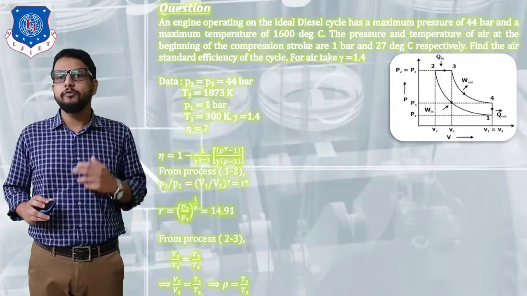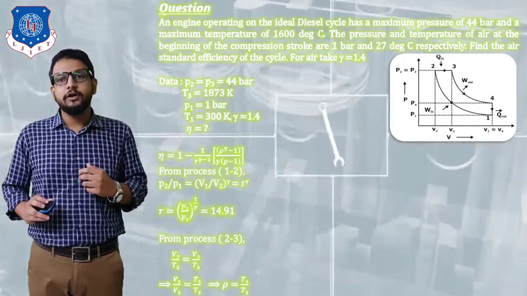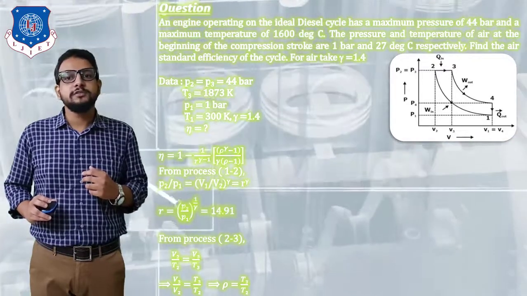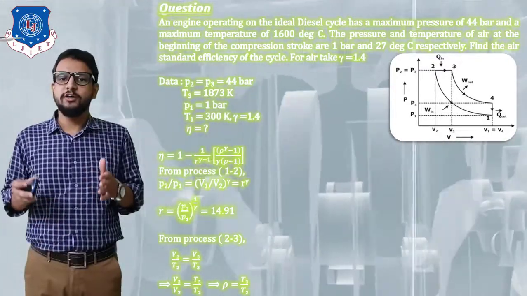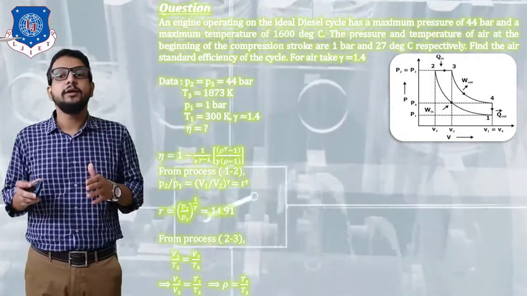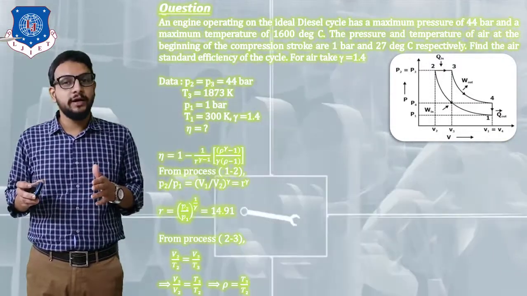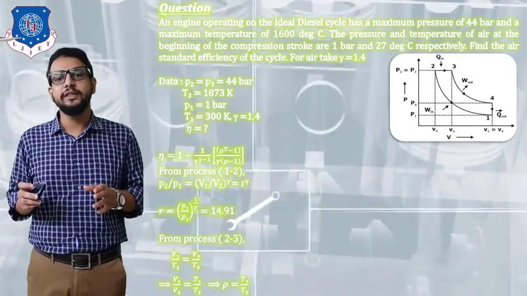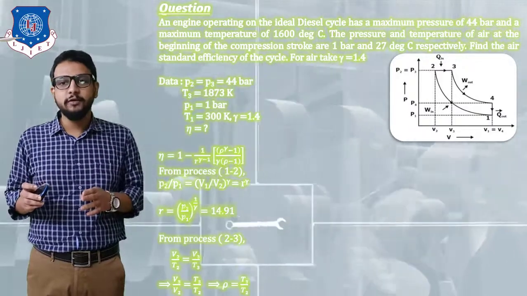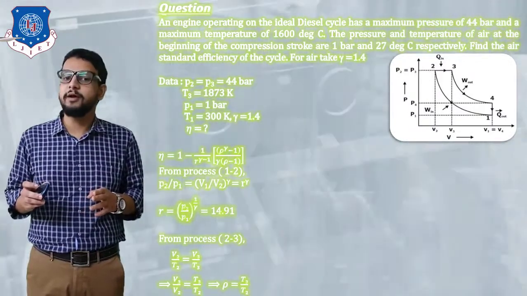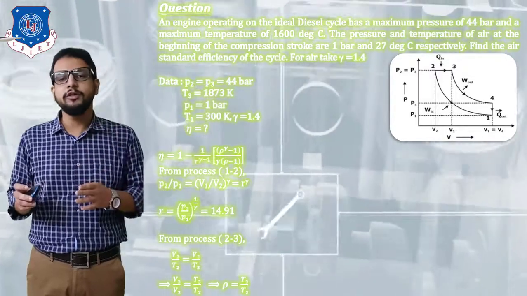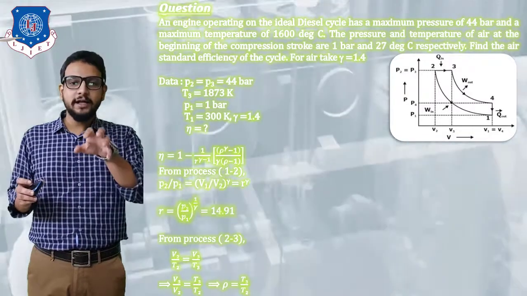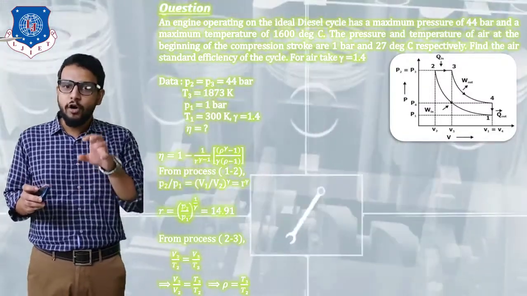Now how can we determine cutoff ratio? Think about that. Cutoff takes place in our process 2 to 3, right? And we know that cutoff is V3 by V2. By using the combined gas equation, we can say that P2 V2 by T2 is equal to P3 V3 by T3. But we know pressure is constant, so we can directly write V2 by T2 is equal to V3 by T3. From this equation, V3 by V2 is equal to T3 by T2. Now we know that V3 by V2 is rho, so rho is equal to T3 by T2. We can obtain rho directly using this equation, but do we know all the parameters?